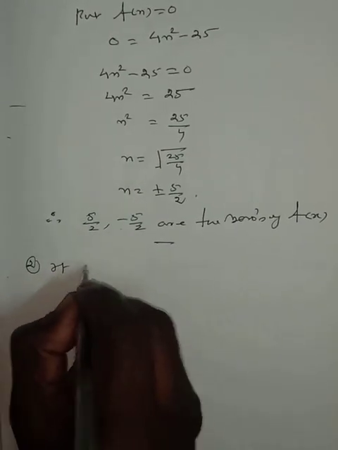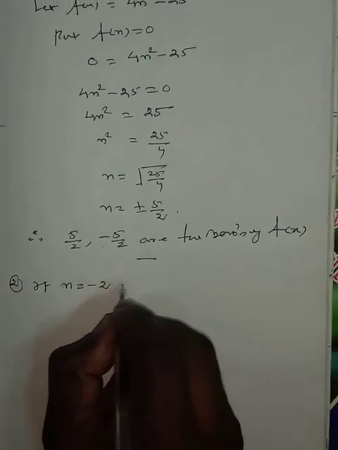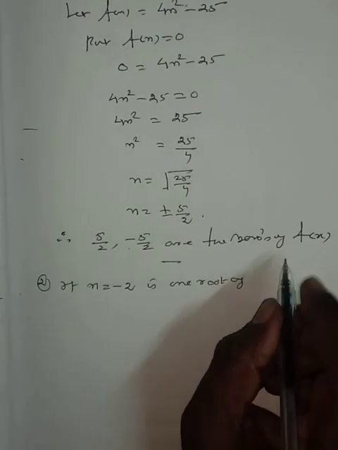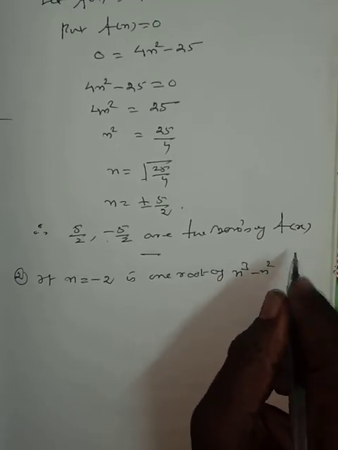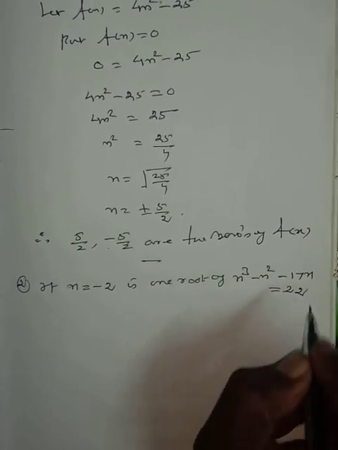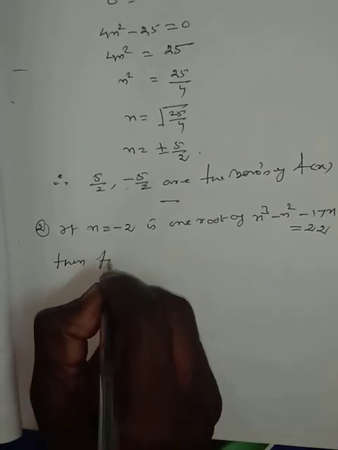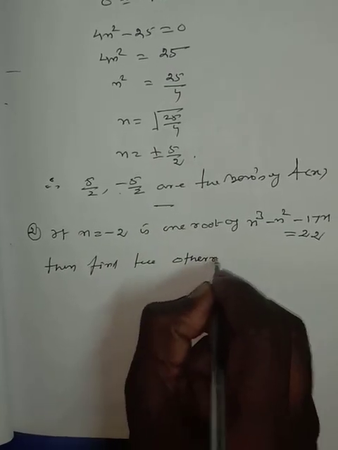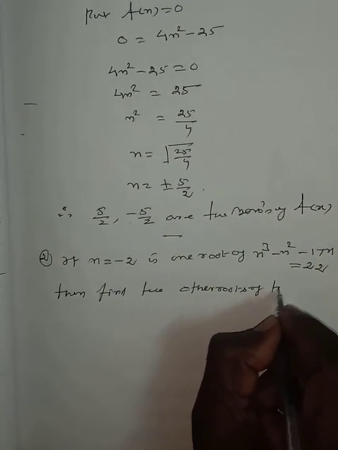If x is equal to minus 2 is one root of x cube minus x square minus 17x is equal to 22, then find the other roots of the equation. Solve the equation.